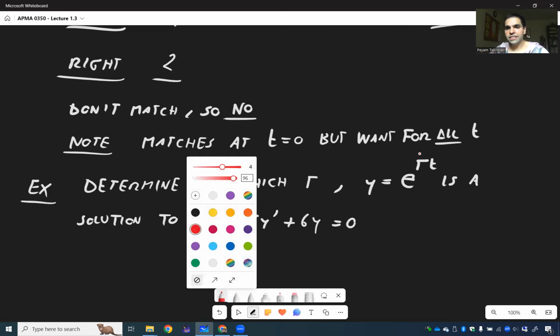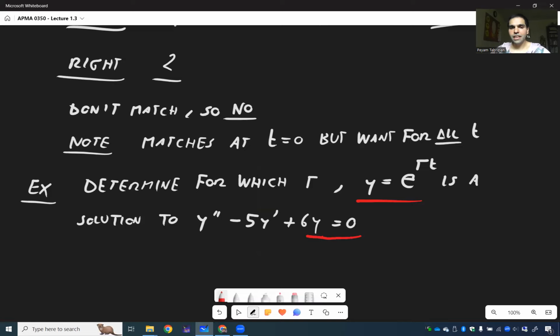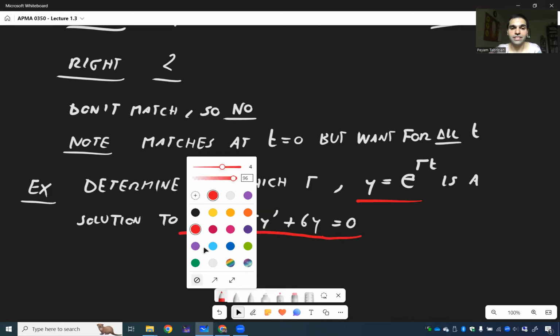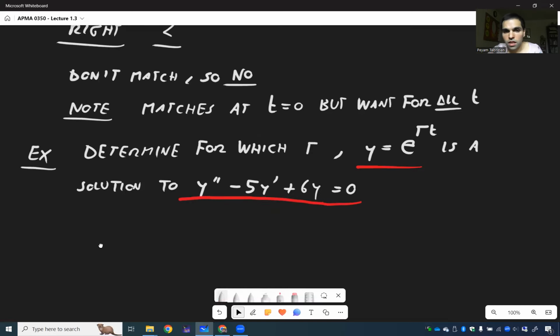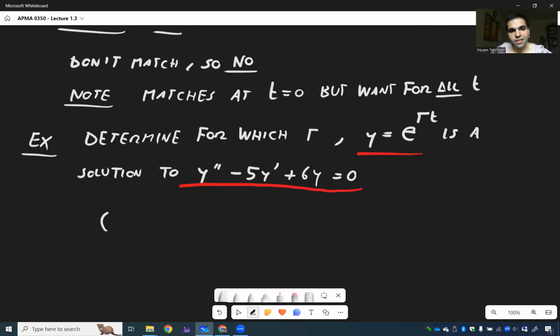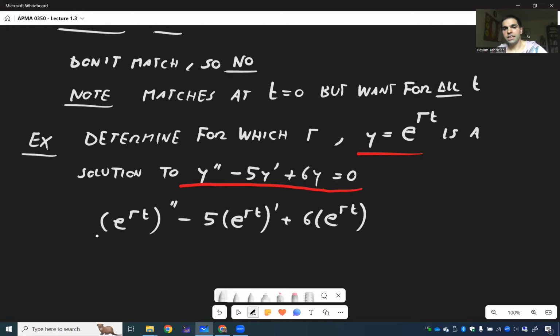So once again, this is the function we want to plug in, and this is the differential equation, and we want to figure out for which r this is actually a solution. So this is a very nice exercise of plugging things in. So let's see. Let's put e to the rt on the left-hand side. So (e to the rt) double prime minus 5 (e to the rt) prime plus 6e to the rt. And again, let's see if that equals 0.